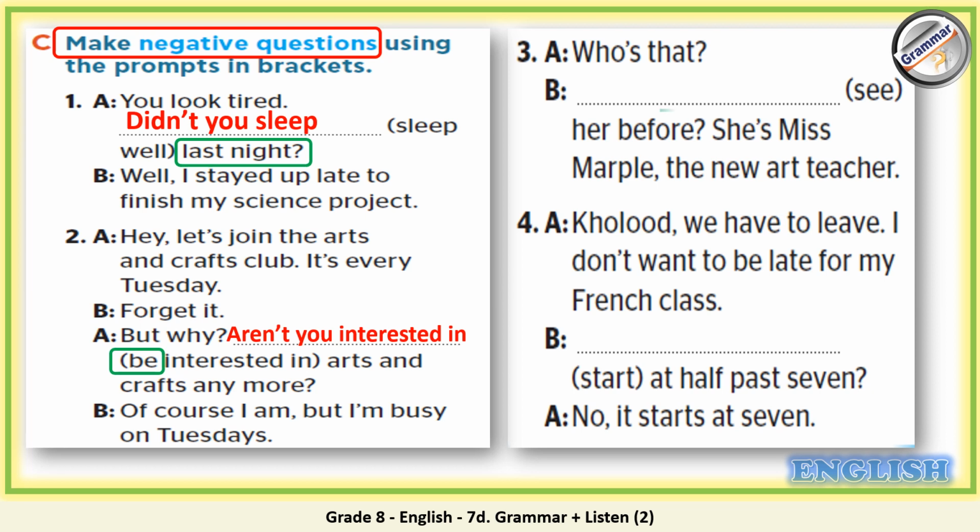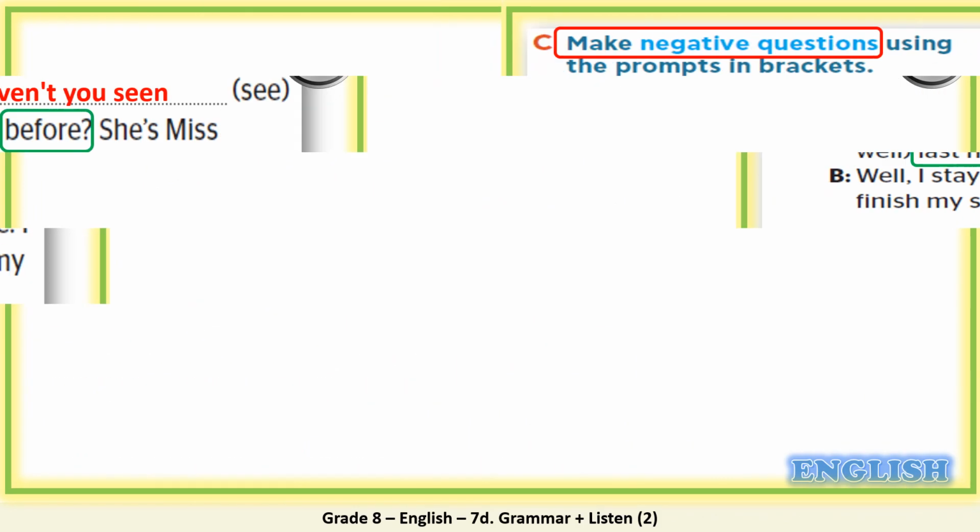Who's that? Before. Yes, very good. Haven't you seen her before? She's Miss Marble, the new art teacher. 4. A. Khulud, we have to leave. I don't want to be late for my French class. It starts. It means we need, yes, very good, the present form. Doesn't it start at 7:30? No, it starts at 7.